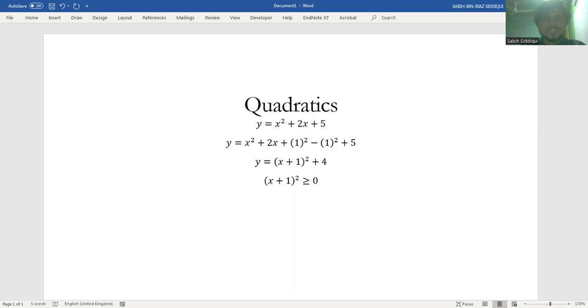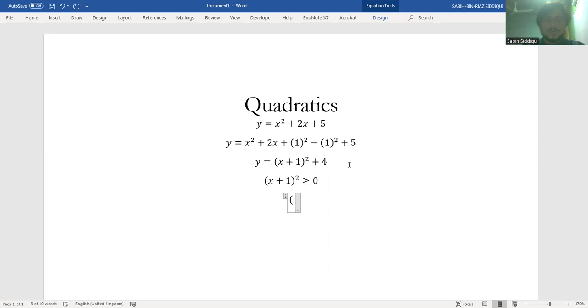Why? Because the minimum possible value of the square is 0. So the minimum possible value of y is 4. So if I were to understand it through the graph, the minimum possible value of y is 4. And that is so when the square is 0. How can I make the entire square 0?